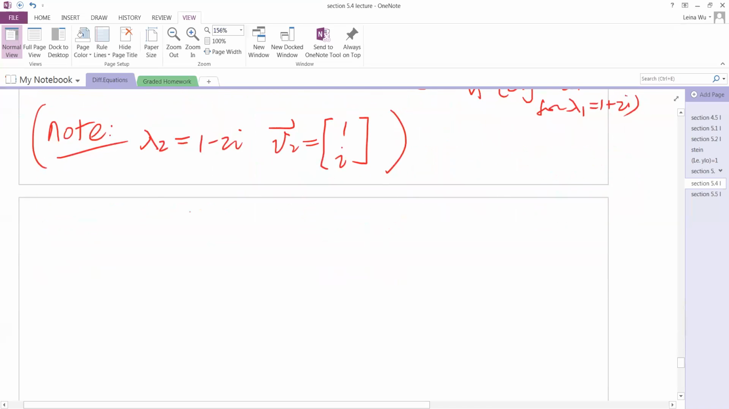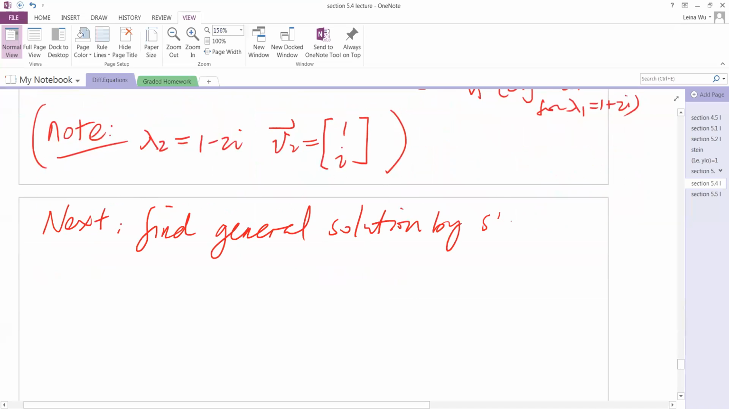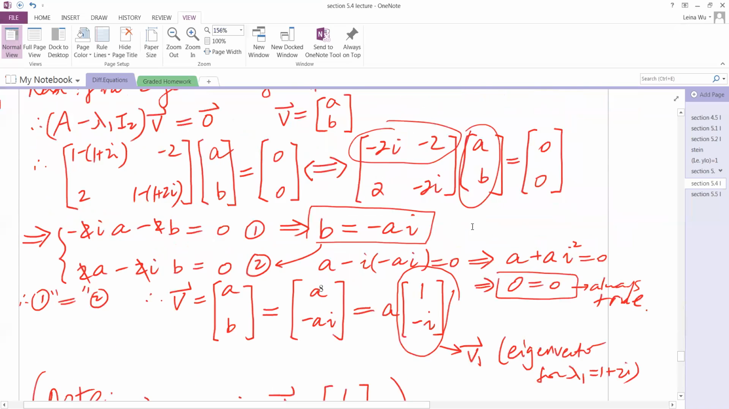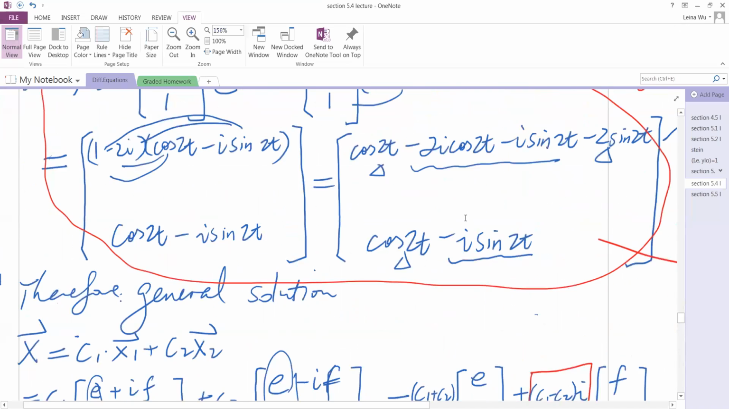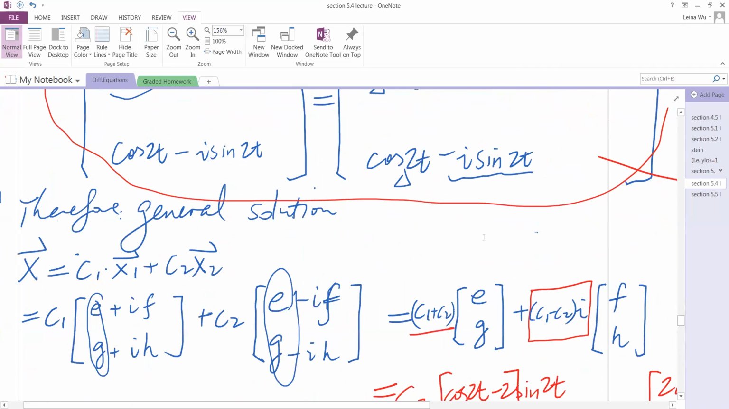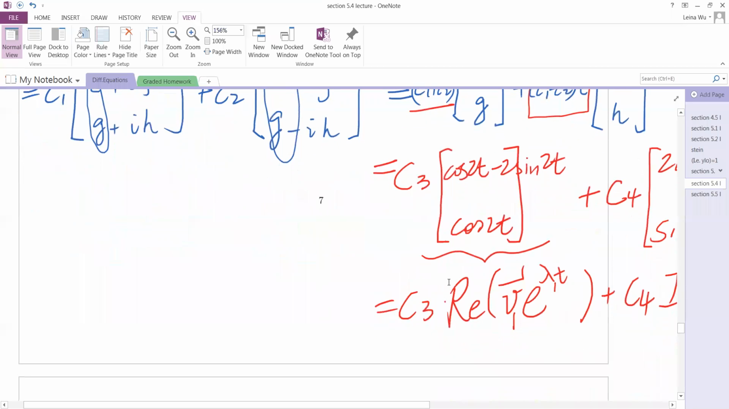All right, so next we're just going to go ahead and write down the general solution based on what we did last time. So next, we're going to try to find the general solution by the shortcut way. This shortcut method is based on the experience we obtained from example 1. We figured out eventually what's useful will just be v1 e raised to lambda 1t.